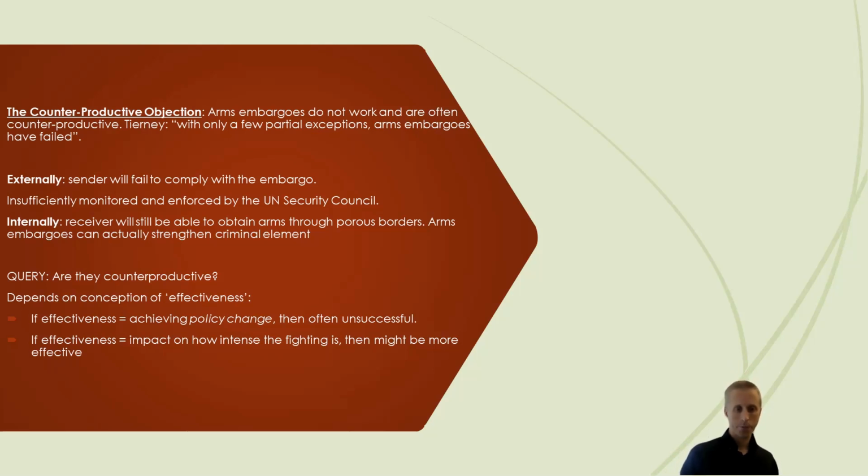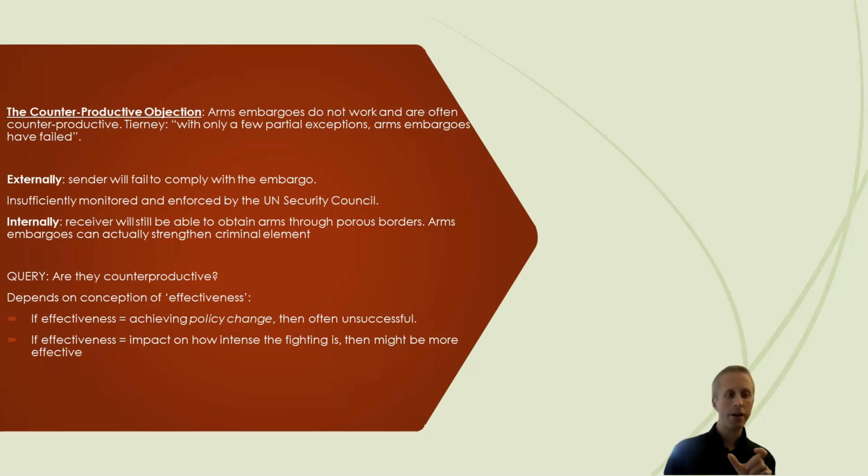comply with it. Internally, the receiver will still be able to obtain arms through porous borders. What that means is that those subject to the arms embargoes might still be able to obtain arms. So they can obtain arms through the black market, for instance. This has an unfortunate result. Arms embargoes can, it's argued, in fact, strengthen criminal elements within regimes, bringing them into the political, economic mainstream and rendering public officials as criminals by forcing them to gain access through illegal sources.